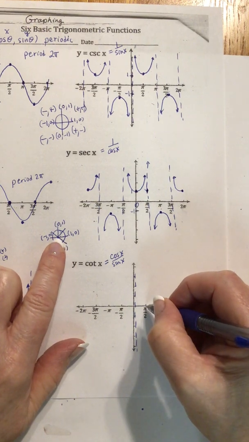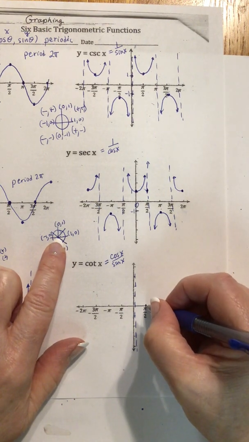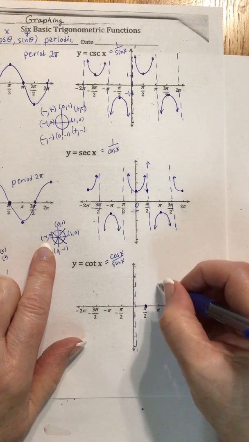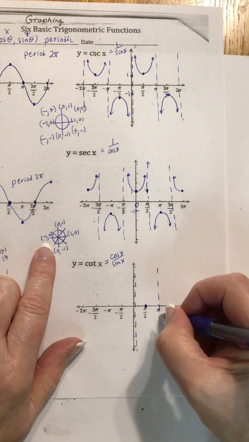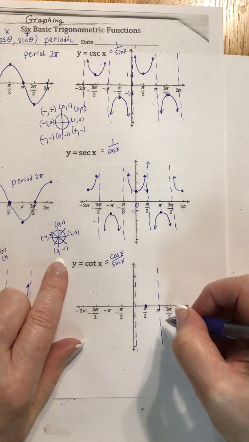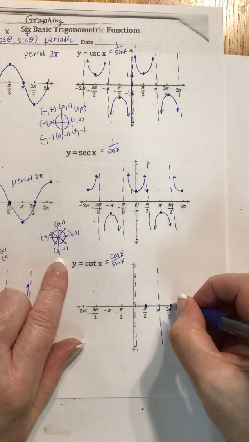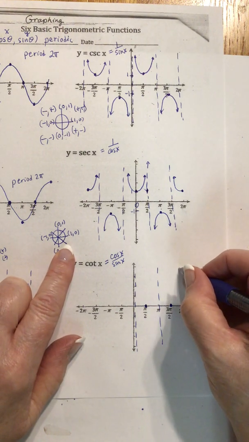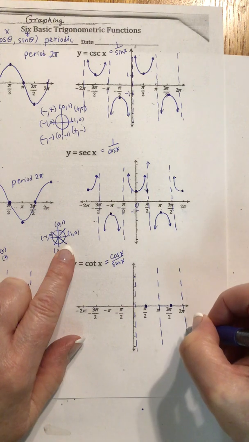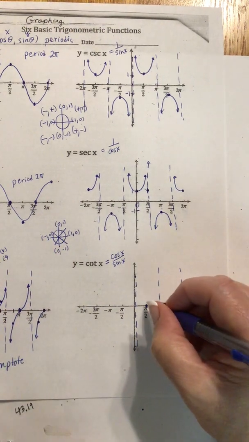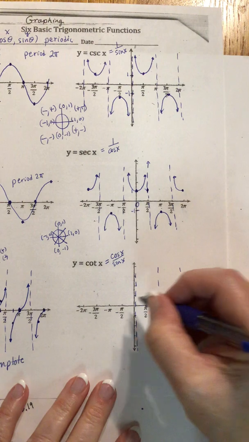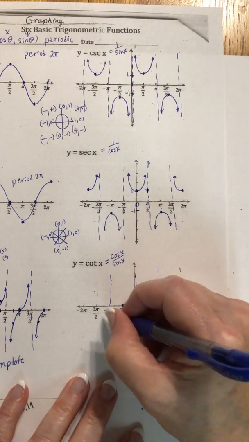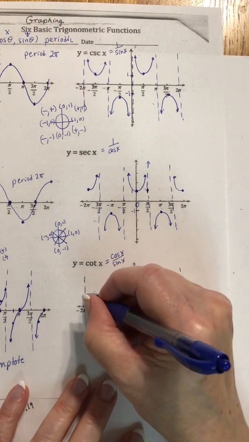At pi over 2, we have cosine over sine, so it's going to be 0. At pi, cosine over sine is going to be another asymptote. At 3 pi over 2, cosine over sine is going to be 0 again. And then at 2 pi, cosine over sine is going to be an asymptote again. Asymptote, dot, asymptote, dot, asymptote, dot, asymptote, dot, asymptote.